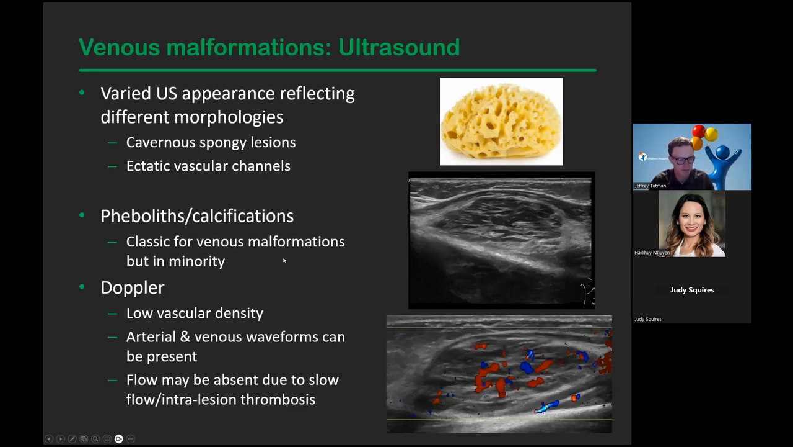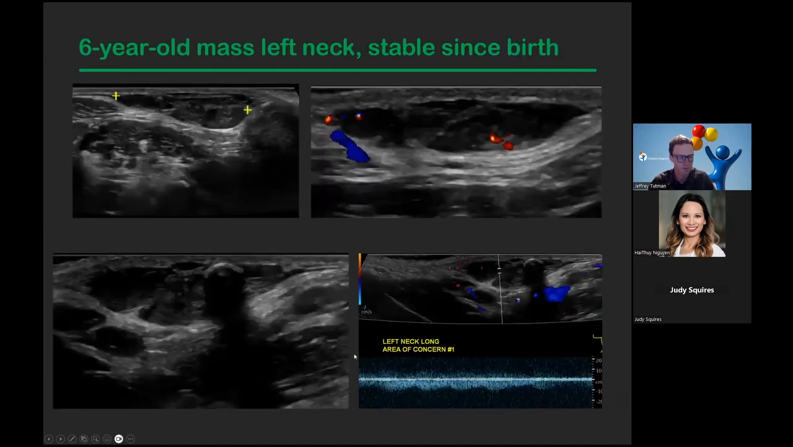I've been told that the ones that typically have a lot of calcifications have more phleboliths, which means they're probably more painful because they're clotting all the time. Low vascular density, you can get arteriovenous waveforms, also because sometimes they can be very focal, and sometimes they're kind of going through the plane, so you might be getting something next to the lesion. And flow can also be absent if there's a lot of thrombosis.